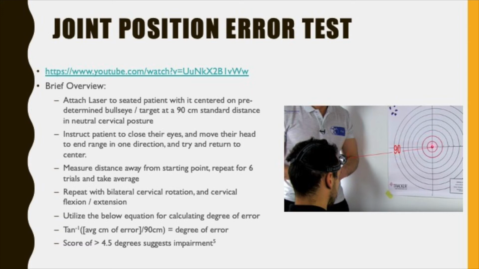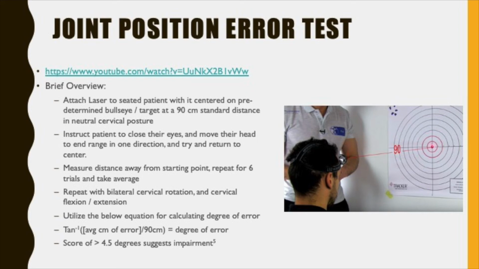The clinician will measure the distance away from the starting point where they end up, and they are going to repeat the trial 6 times. They're going to try to repeat this in bilateral cervical rotation as well as cervical flexion and extension.